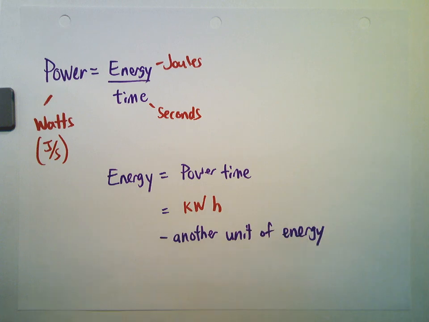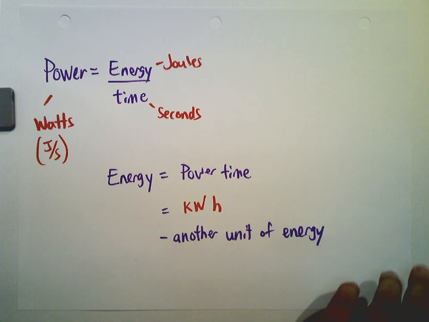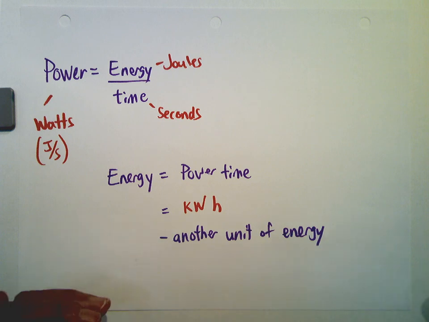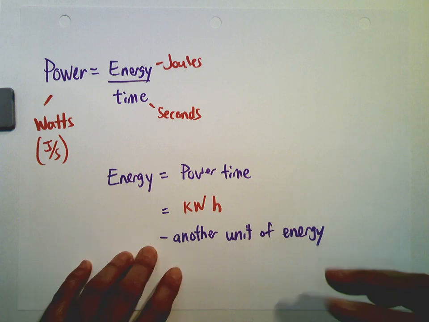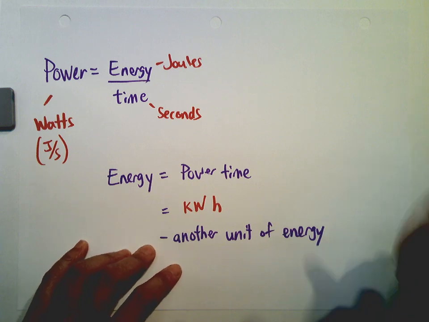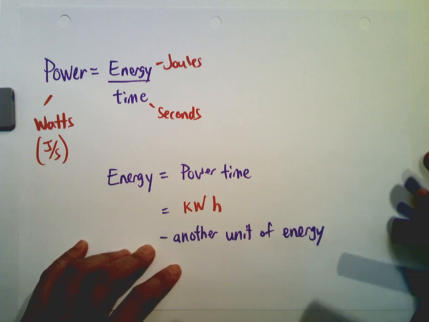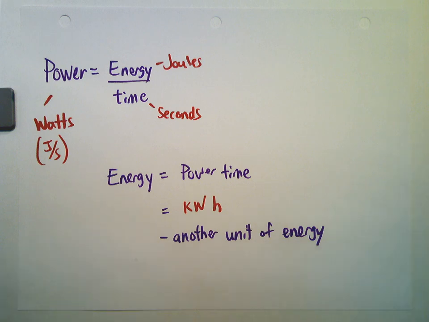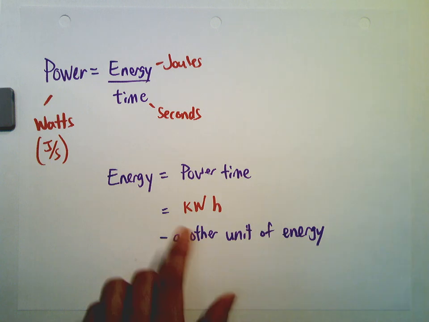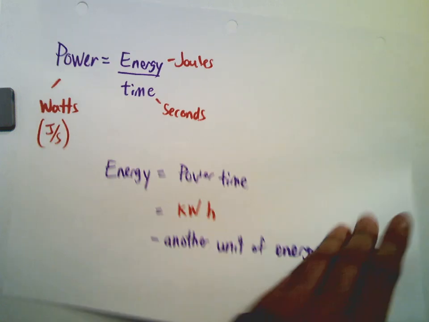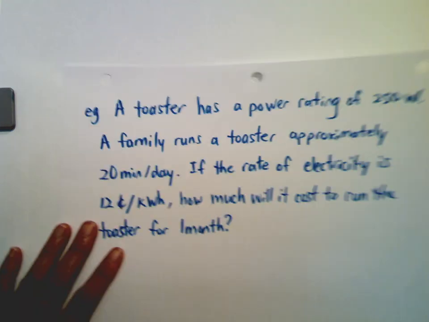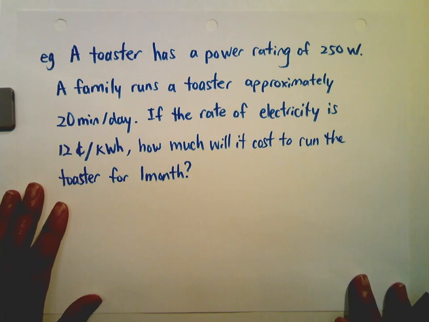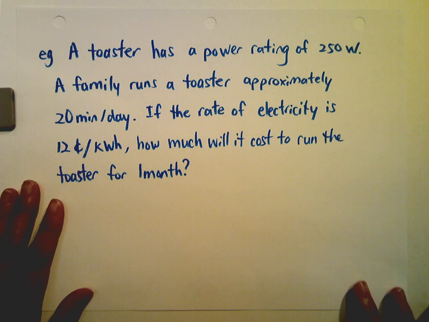Okay, let's do an example. What I mean by another unit of energy is like centimeters and inches. They both measure distance, but obviously one's metric and the other one is imperial. So let's do an example where you can use kilowatt hours, and we use it all the time. If you look at your parents' electricity bill, it's measured in kilowatt hours or watt hours.